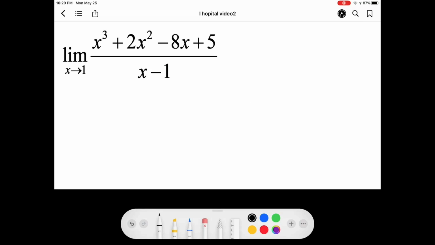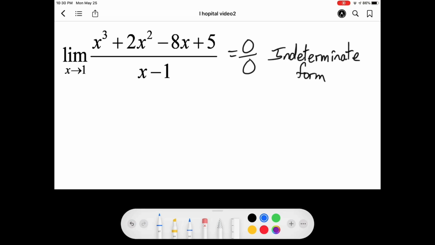Okay, first up we have a cubic over a linear. When I sub in, I'm going to get 0 on top and 0 on the bottom. So I really do have one of these indeterminate forms. That means that this is a good candidate for L'Hopital's rule.